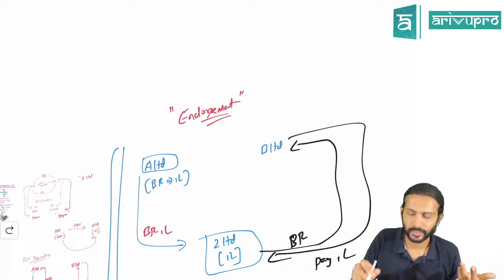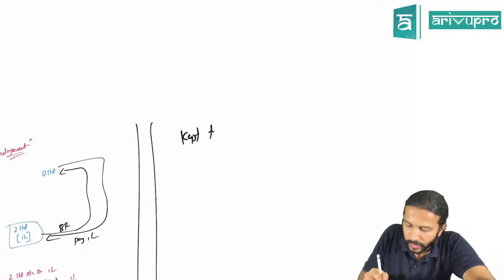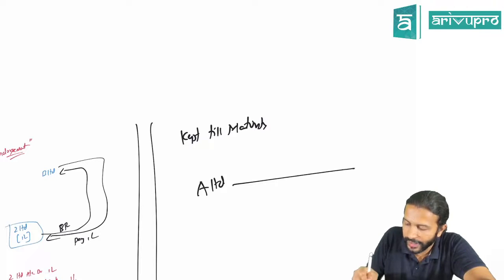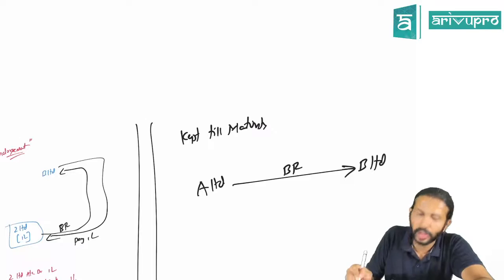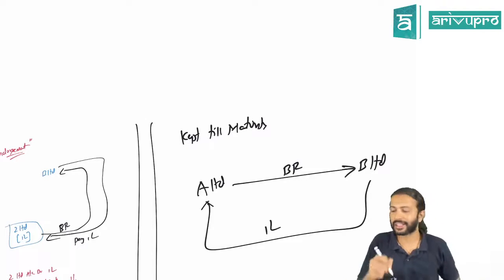Yes or no? Correct, no? Yes. So if it is kept till maturity, what will happen? A Limited will wait for 3 months. After 3 months, A Limited will give this bill receivable to B Limited, and B Limited will give the money to A Limited. That is the first option.